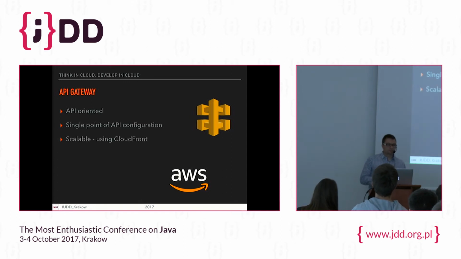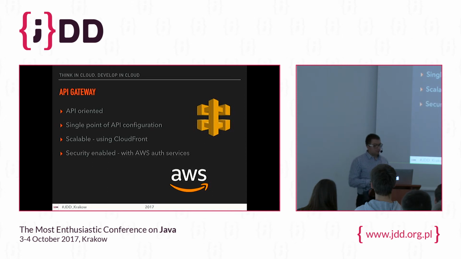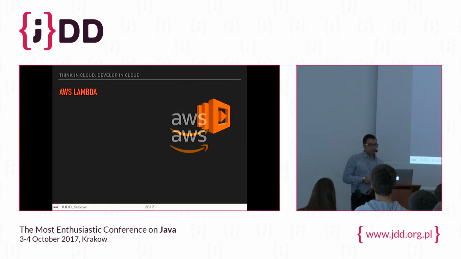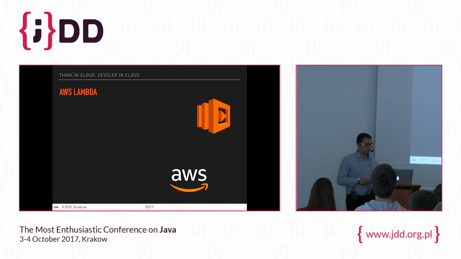It's very scalable using CloudFront. And as a serverless service, we don't care about how many machines we need, how much memory we need. We just buy the service. And of course, it allows us to use AWS Auth services to enable security. From an operational point of view, the monitoring is enabled through CloudFront. Yeah, and that's basically all about API Gateway.